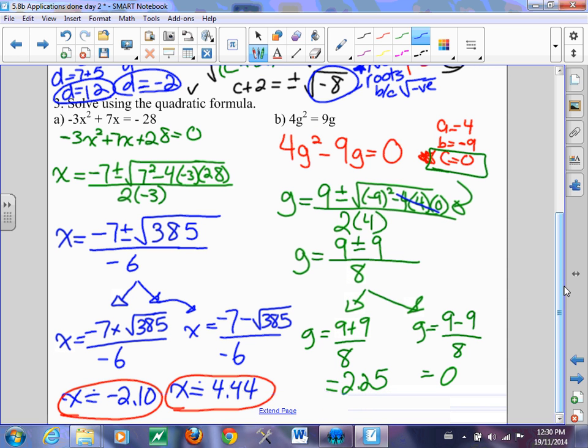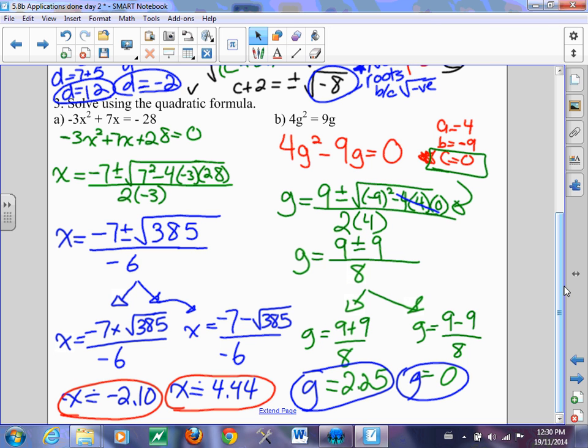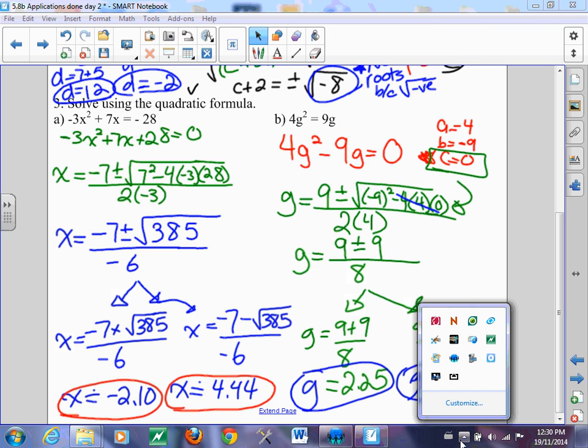Break it into its two cases, folks, and you've got G equals 2.25 and G equals 0. So those are your two cases. I'm going to pause the video and I'll continue in a little bit.